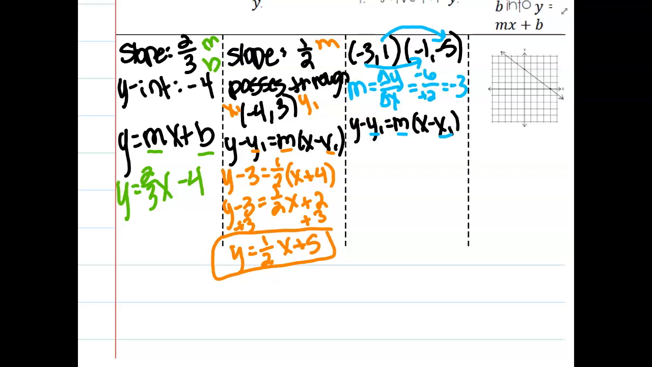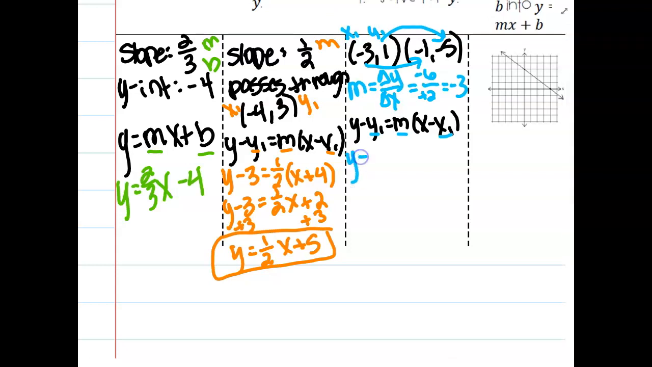Now, for your x1 and y1, you have two choices. And it does not matter which one you use. And sometimes there's one that's easier than the other. Sometimes it really doesn't matter. This is one where I don't really think it's going to matter, so maybe we use that first point, which means I'm going to use -3 for x1, and I'm going to use 1 for y1, and we're just going to plug those numbers in.